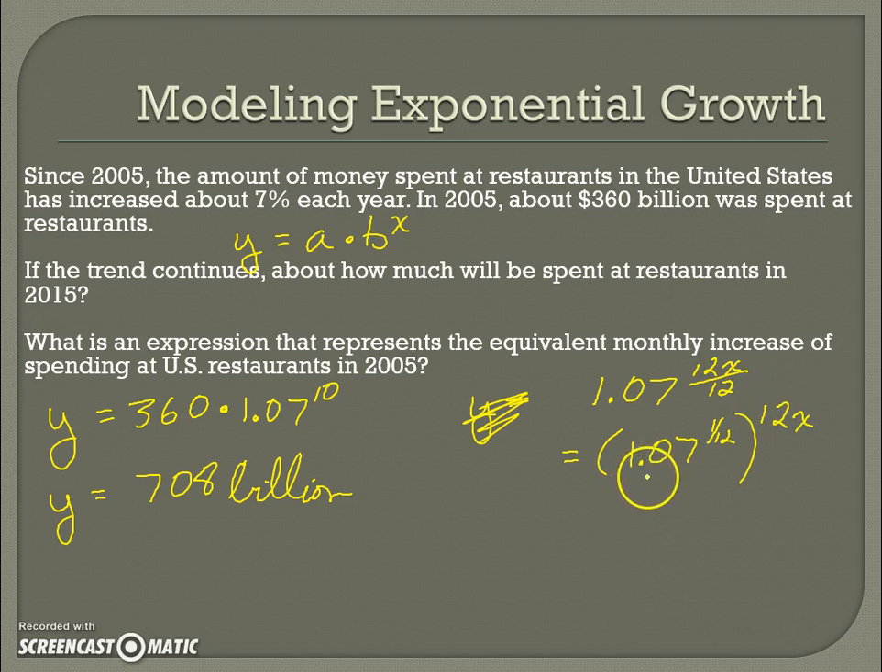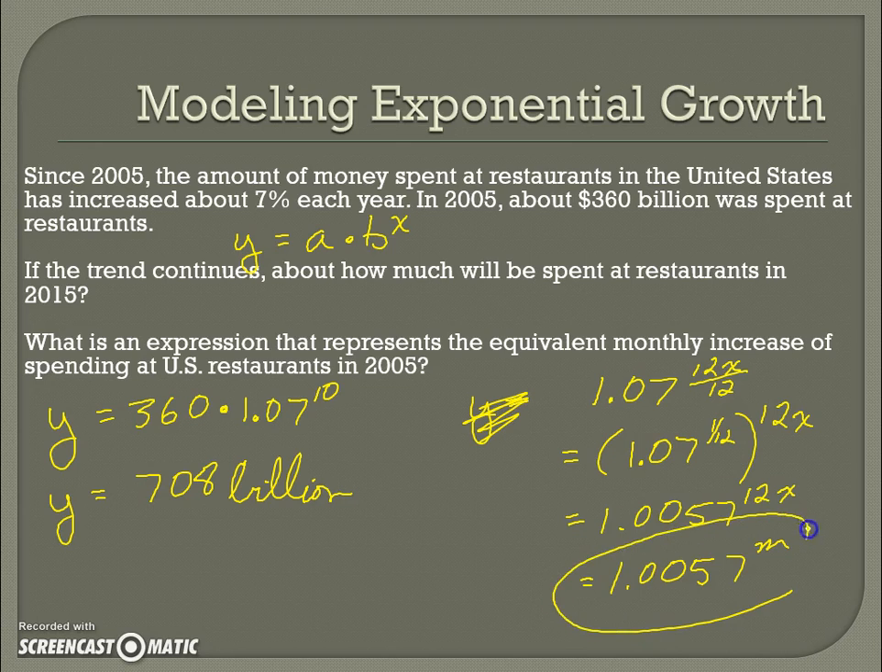So here I have 1.07 to the 1/12, which is roughly 1.0057 to the 12x, and 12x just tells me the number of months, so it's going to be 1.0057. Instead of 12x, I'll change that to m for months. All right, so there are my two answers for these questions. Again, this one's weird. What you're going to do is take the number that is here and multiply it by x, and then divide that by 12. Okay, so we divide that by 12.